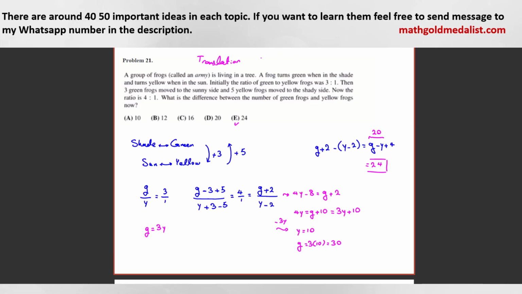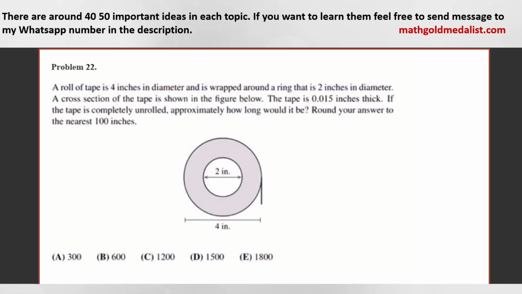This problem was related to translation to mathematics. On my website, mathgoldmedalist.com, it has a feature in AMC 8 2023, 2022, similar problems, ideas. In translation, you can solve similar problems to this idea. And if you want to solve harder problems of this type, as I said before, feel free to send a message to my WhatsApp number in the description.